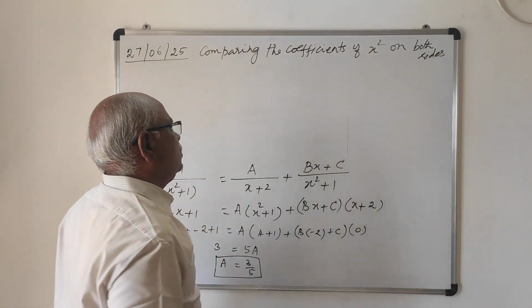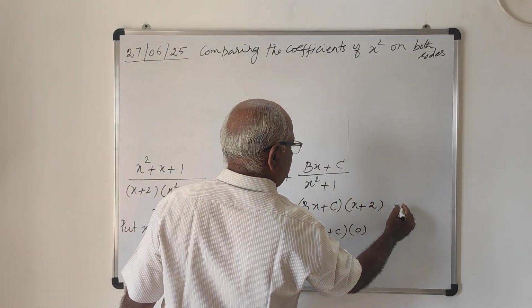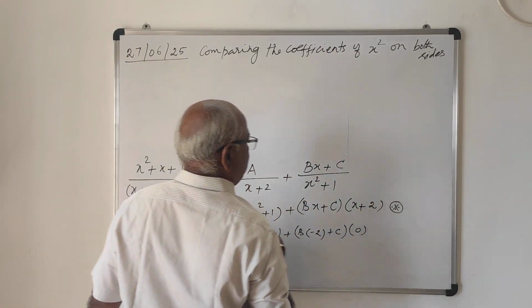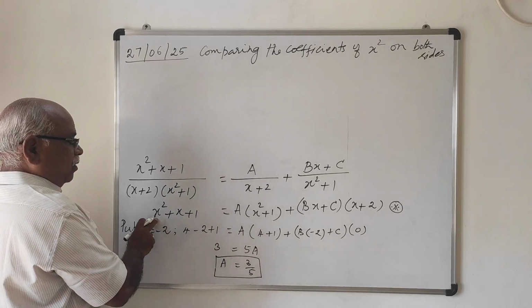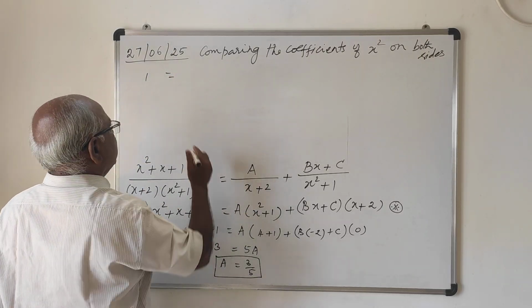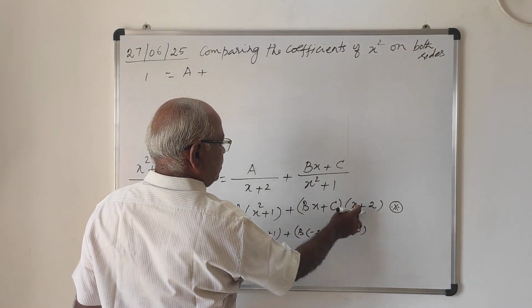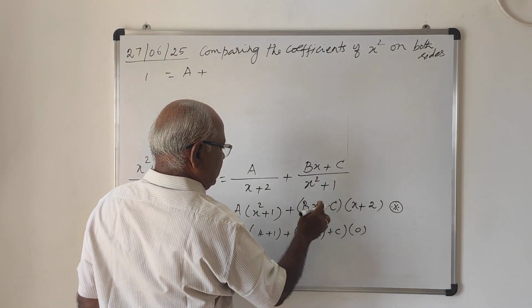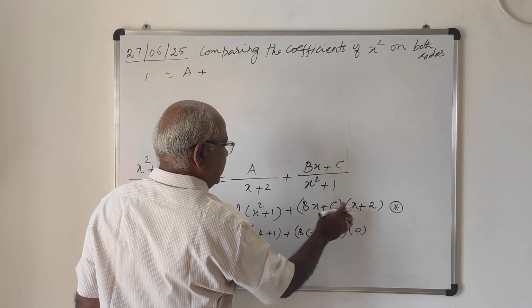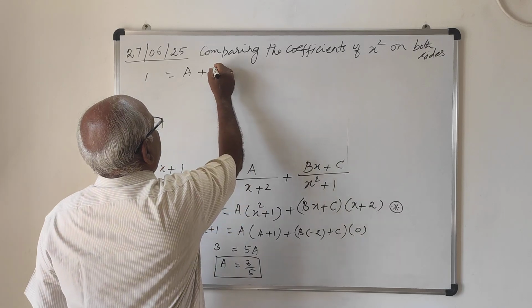Comparing the coefficients of x square on both sides, in this expression you have to compare the coefficient of x square on both sides. Here the x square coefficient is 1 on the left hand side. On the right hand side, the x square coefficient is a plus bx into x, which is bx square. If you multiply x with this x, you will get x square, bx square. So the x square coefficient is plus b.